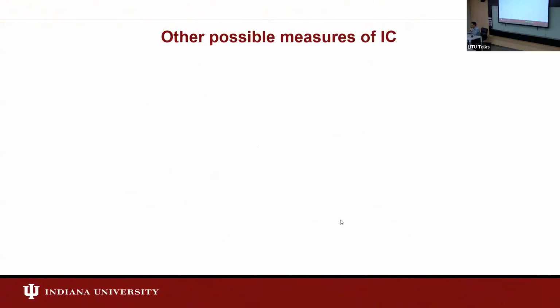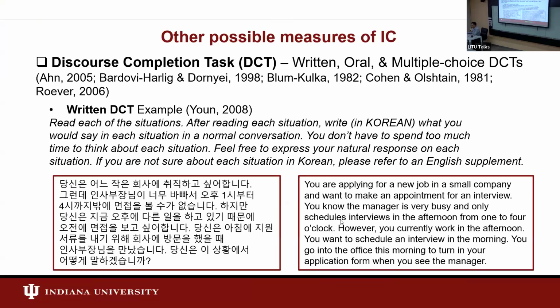Right. What are the other possible measures of IC? I mean, you could do a discourse completion task. You give some task, like you're applying for a new job in a small company. What would you do in these situations? And then this is what we call the written DCT, right? You are given the prompts and context in written form, and then you write what you would say. But this is not really authentic. We don't really have interaction, right?